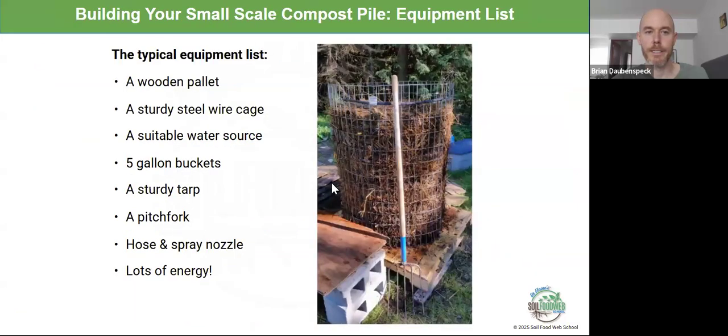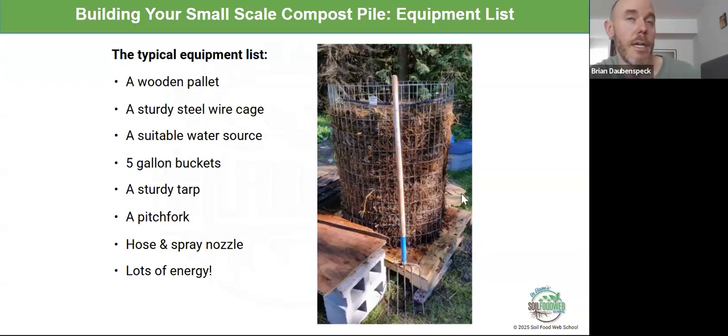Next slide. So everything we're talking about right now is composting on a small scale, and we'll go into large scale composting after this. I meant to mention that earlier, but in terms of small scale composting, the tools that we'll use or need are a wooden pallet, something to get this pile off the ground, not to have it sitting. It's nice to have it wick moisture, not be sitting in a pile of water. A sturdy steel wire cage to keep its form, a suitable water source.